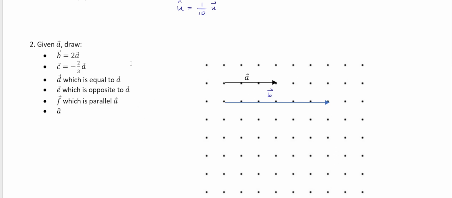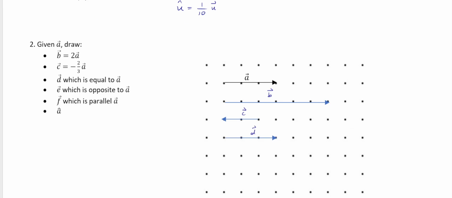So A, I could take A and reduce it by a third, so that would just make it its unit vector, and then I'll multiply it by 2, so I'll end up over here, and then I've got to flip the direction because there's a negative in front, so I end up with this right here. Okay, and that is vector C. D, which is equal to A, okay, that's not so bad. We just insert a vector that is the same as A. Okay, and that's your vector D.